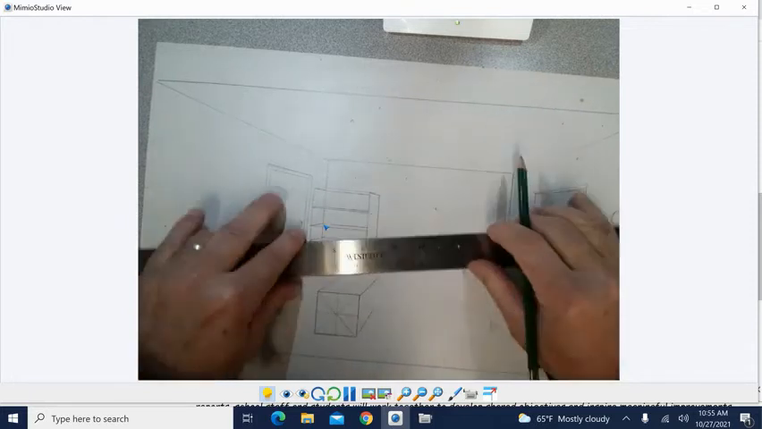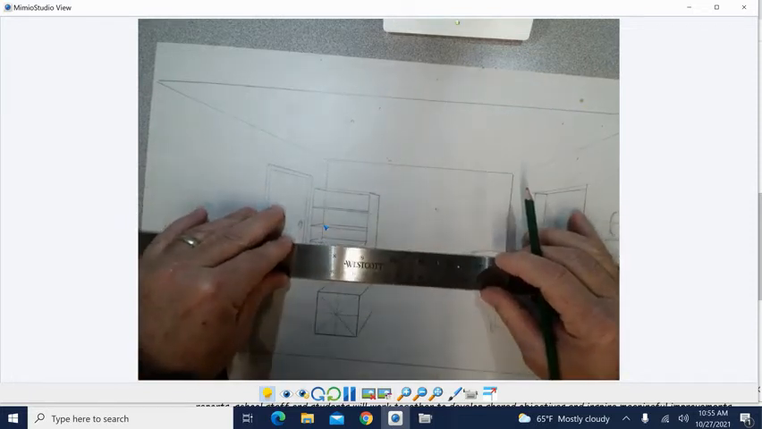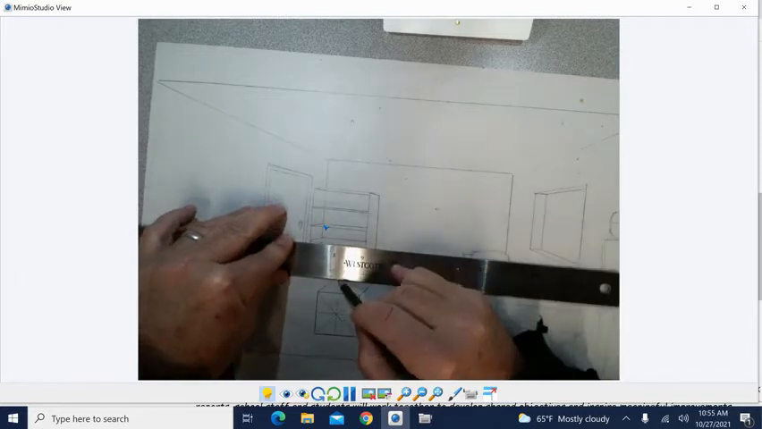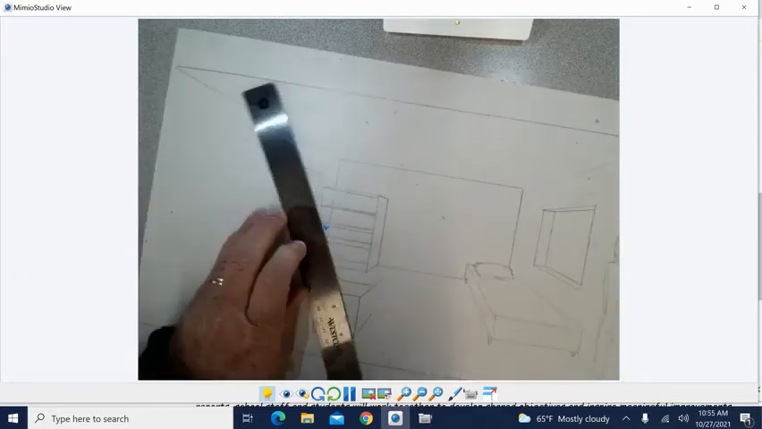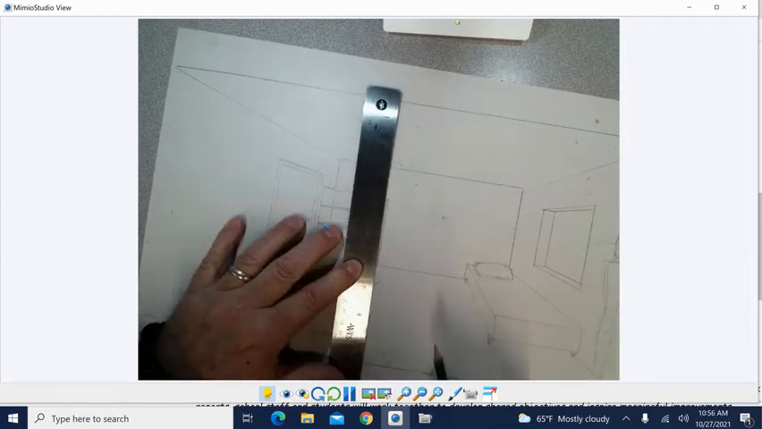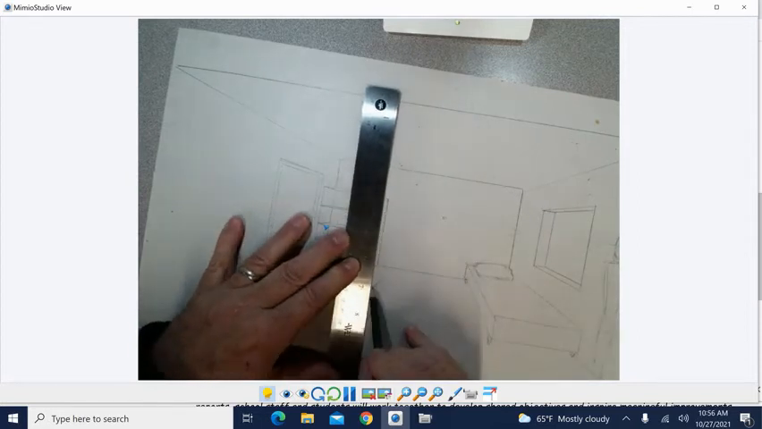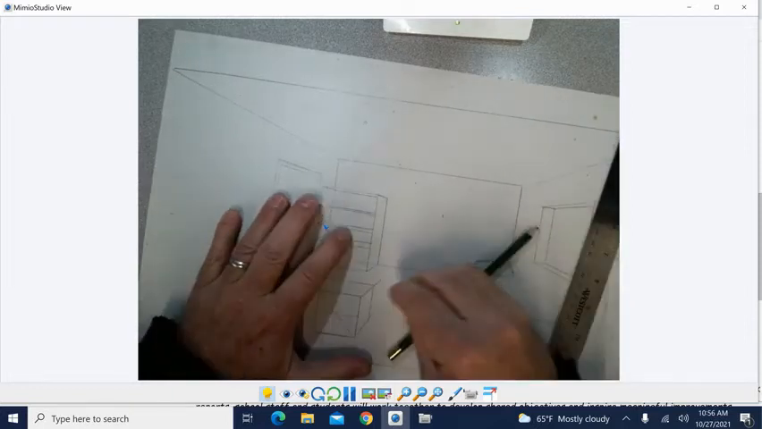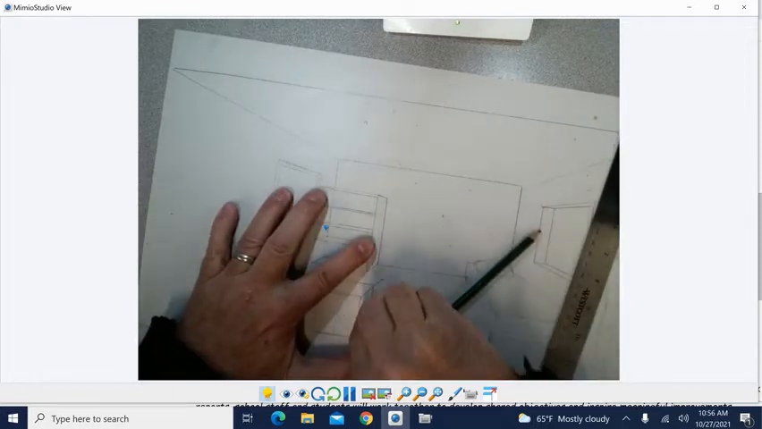Now remember, the back of the box is parallel to the front of the box. So regardless of where those lines you just drew end, the back of the box has to be a horizontal line parallel to the front. And the back side of the box has to be a vertical line parallel to the front of the box. And if you have excess line, you can just erase those.